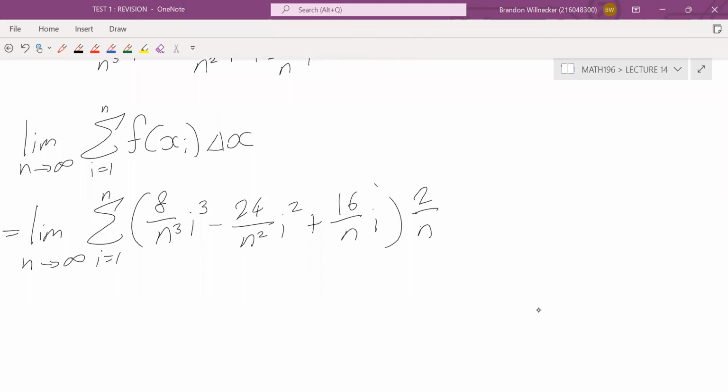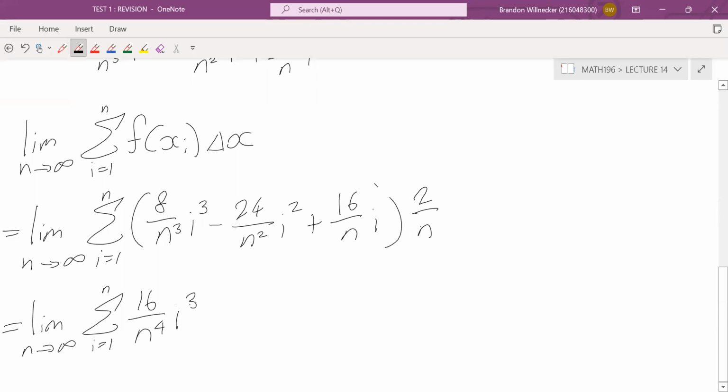Good. Let's multiply this out and then separate our sums. This will be the limit as n goes to infinity of the sum from i equals 1 to n of 2 times 8, so 16 over n to the 4 times i cubed, minus 48 over n cubed times i squared, plus 32 over n squared times i.